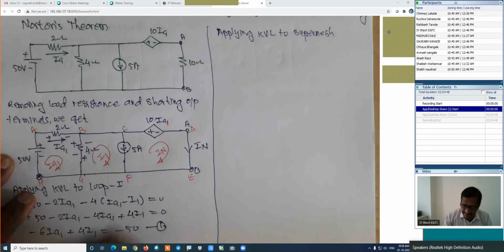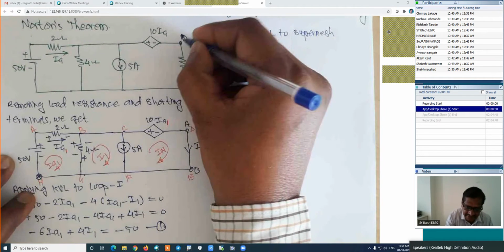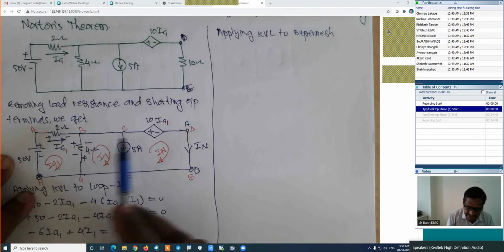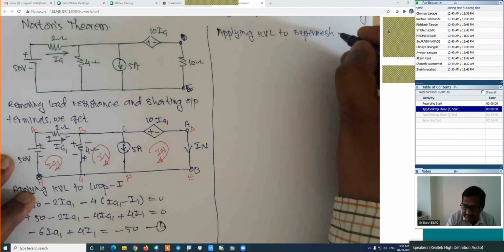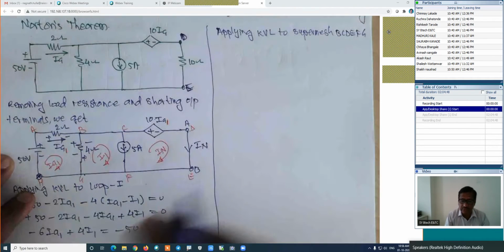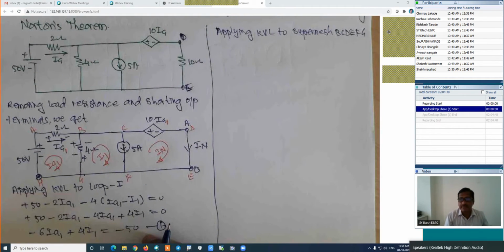Is it right? And in this case, load is connected between the D and E. Here it is the D and E. And we will apply the super mesh for B, C, D, E, F, G. For this particular super mesh, we are applying the KVL, then prepare its equation.